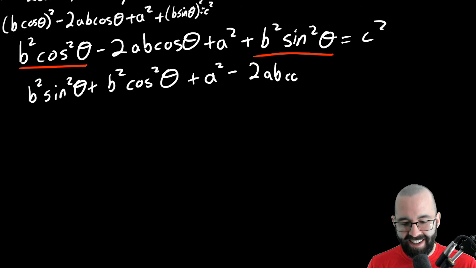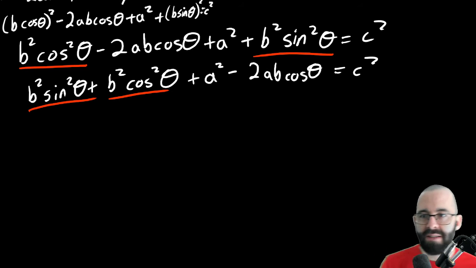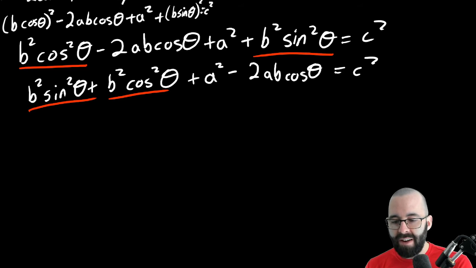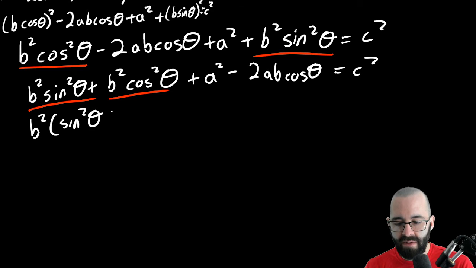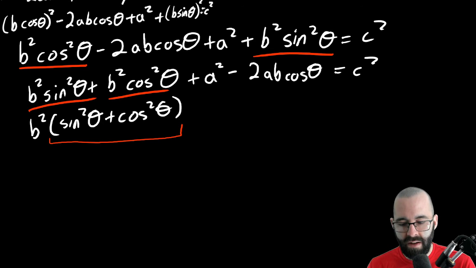Minus 2ab cosine of theta. All we're doing in this step is writing things in a different order. The red underlined things got moved around, and then I switched the order of the other two terms too. Because now, this red underlined thing, we can factor out a b squared, and that gives us sine squared theta plus cosine squared of theta, which equals 1. So what we really get is b squared plus a squared. Write that in a different order: a squared plus b squared minus this other thing.